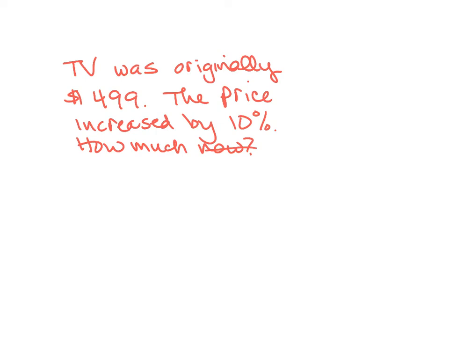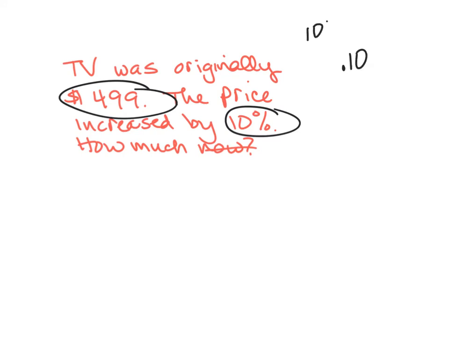We need to find what 10% of $499 is. 10%, remember to make the percent a decimal. Show that decimal up, move it 2 spots, times 499. And that will be $49.90. 49.9 was the answer, but I'm talking about money, right?